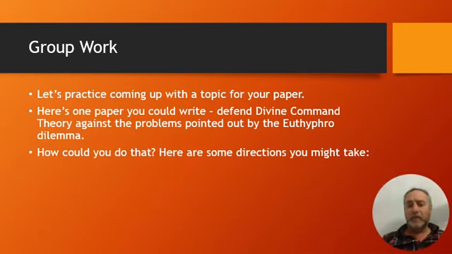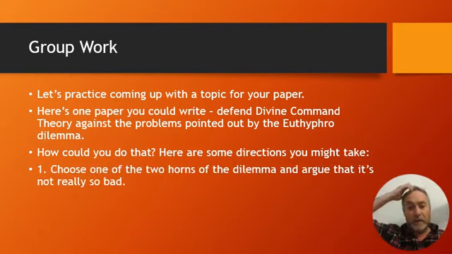Well, I could see a couple directions you might take. You could choose one of the horns of the dilemma and argue that it's actually not really so bad. So you could take the first horn and say, I hear your points about the first horn, that it seems to make morality arbitrary and stuff like that. But actually, it's not so bad, and here's why. That's going to have to come from you, sort of originally, but think about it, see if you can come up with any ways to salvage that.